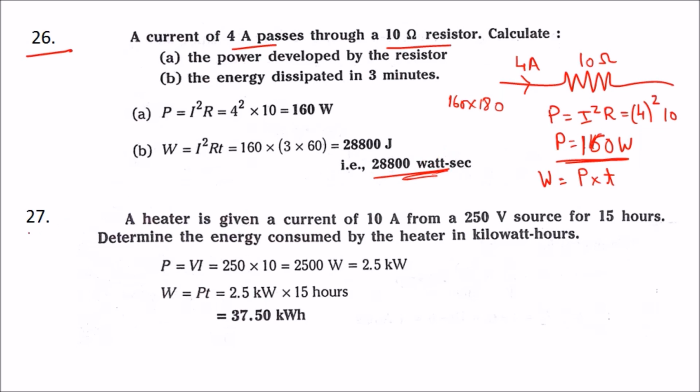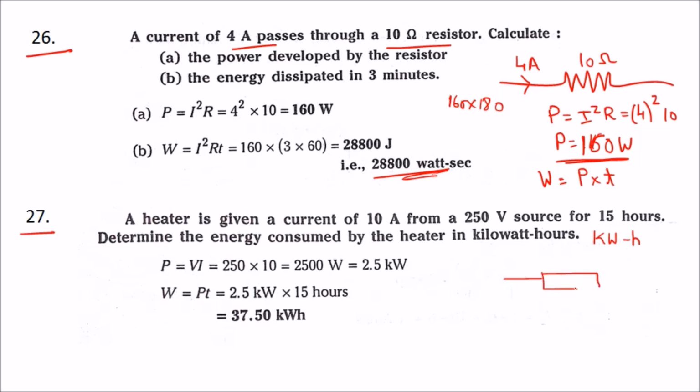Problem number 27. A heater is given a current of 10 amp from a 250 volt source for 15 hours. Determine the energy consumed by the heater in kilowatt hours. In the previous problem we calculated in watt second. Now we have to calculate kilowatt hours.